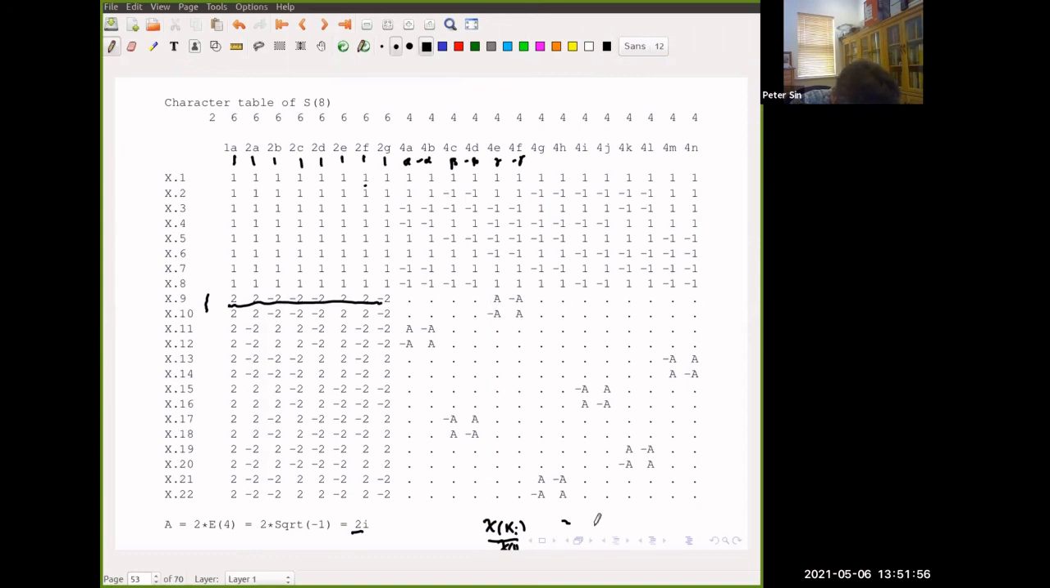Which is the size of chi of g, divided by chi of 1. Right? So here I'll get 4 times 2i, that's 8i divided by 2, that's 4i. So I'll have a 4i times gamma, and then another 4i times gamma, that's 8i times gamma. So that will have absolute value 8, which is again the square root of the size of the group.